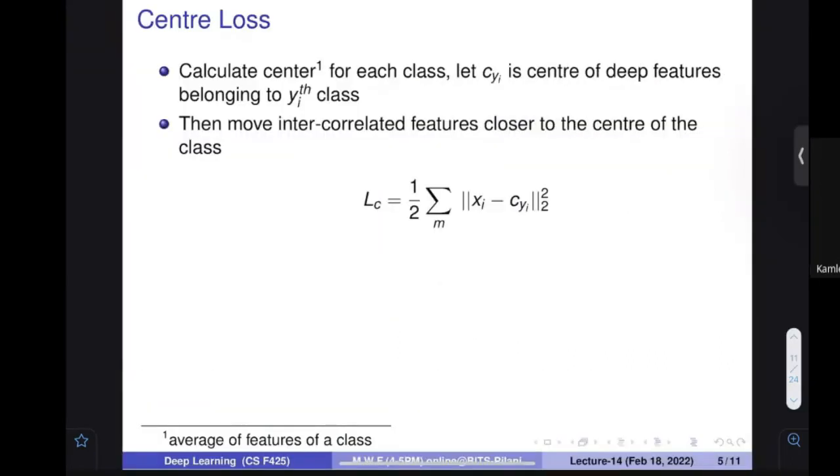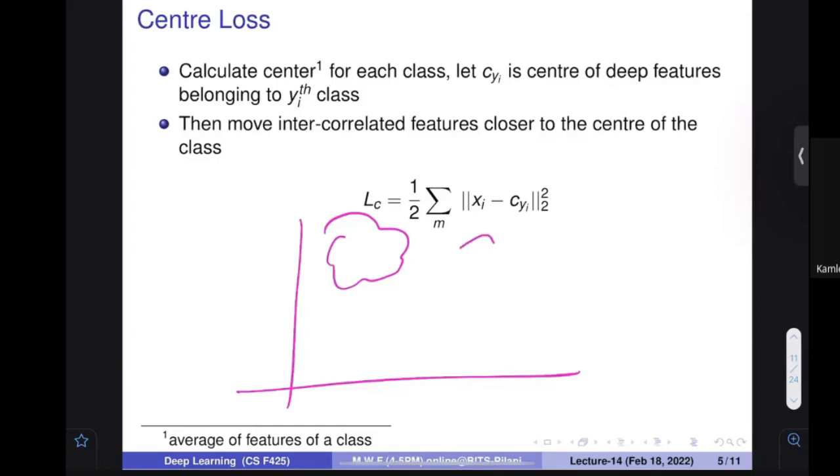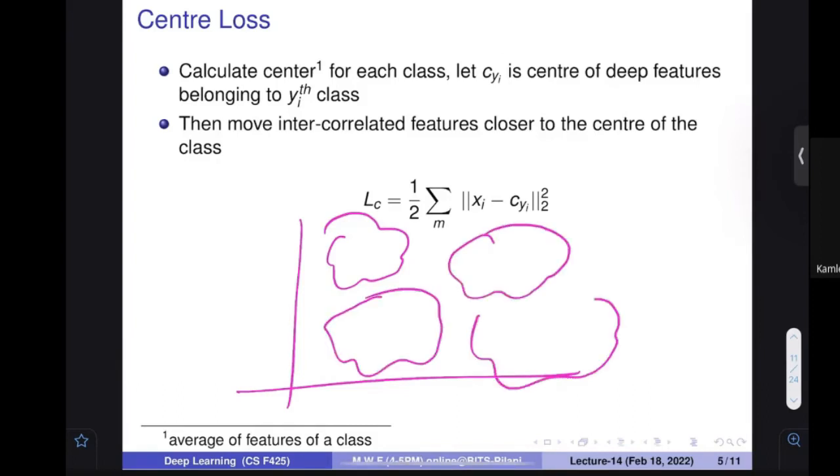So there is an idea. The idea says I am going to add something very interesting for you: center loss. What do I mean by center loss? For example, if one class's items are here, and the next class's representation is this, here I'm talking about the hidden representation. The features in the hidden representation space are this.